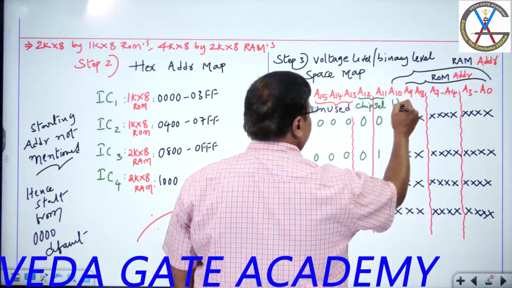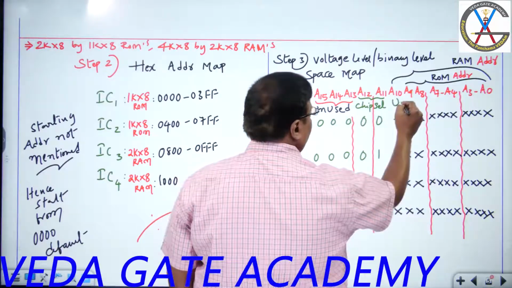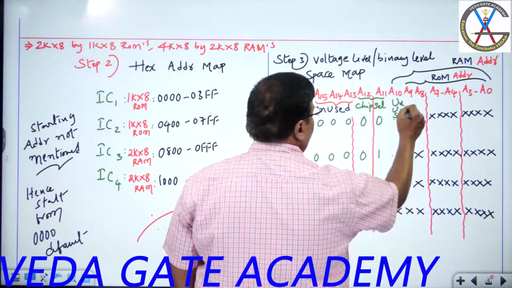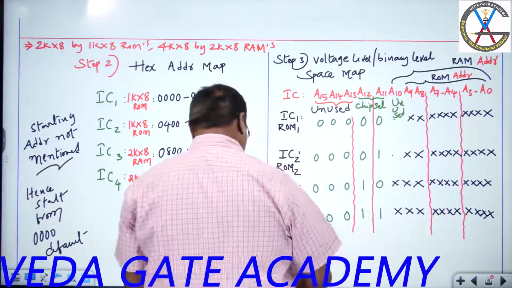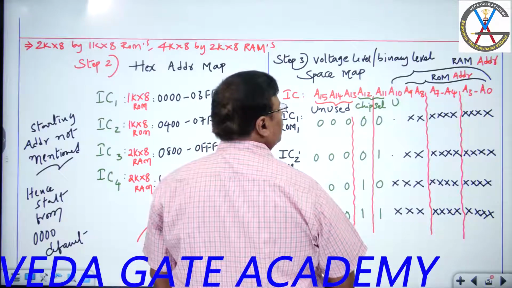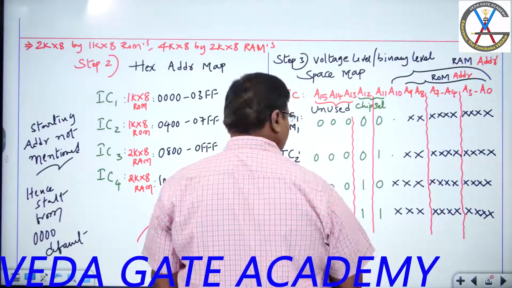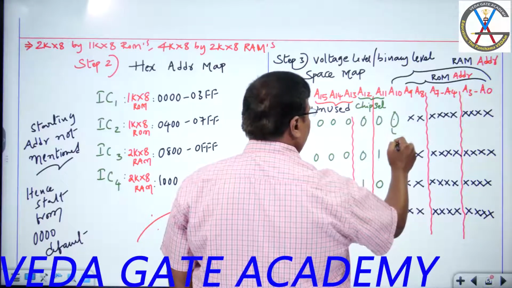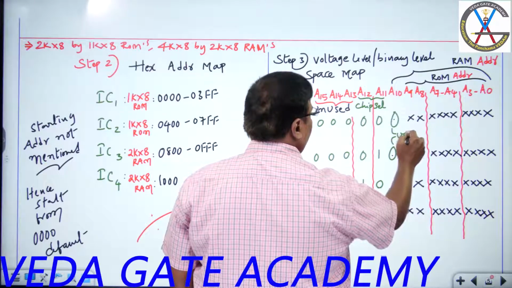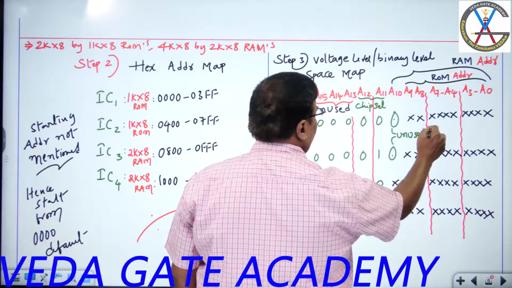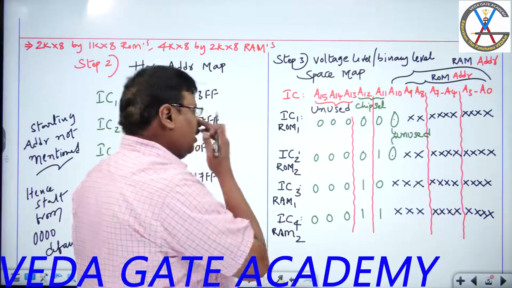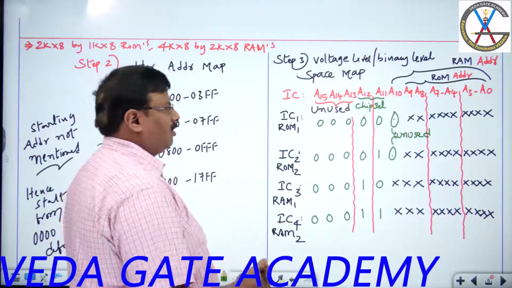Unused, or I can say not used. Unused bit. Since it is unused, I kept it as 0. Now let us cross check whether I am getting that address or not.